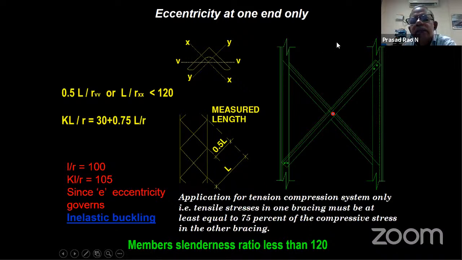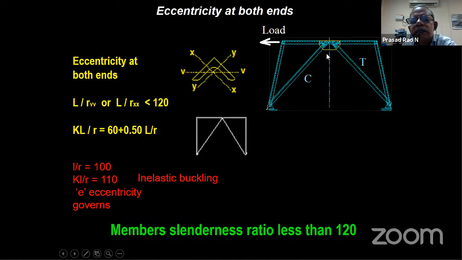Suppose I have a K bracing, there is an eccentricity. This bracing member is connected over that gusset plate. That means there I have an eccentricity. Similarly, here also one gusset plate will be there. This member is connected over that gusset plate. That means eccentricity on both sides we have. Then we have to use 60 plus 0.5 L by R. That means the original L by R is 100. Now the modified L by R will become 110. That means I am reducing my allowable stresses, thereby my capacity, in order to account for the eccentricity on both the ends.